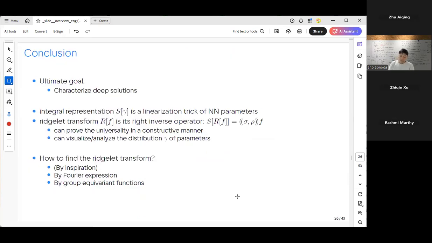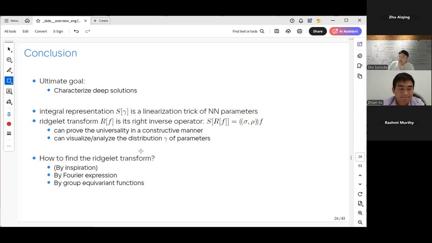Okay, to wrap up, the ultimate goal of this study is to characterize the deep learning solutions. The Ridgelet transform is a right inverse operator S of R satisfying S of R of f equal to the original function f. And the Ridgelet transform can explain how network parameters are assigned or distributed after the learning process. But it was not known until very recently for deep neural networks or modern convolutional neural networks.